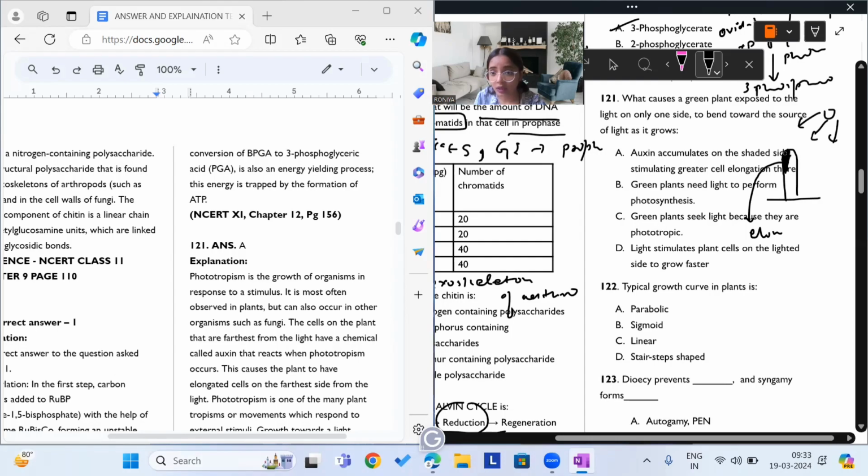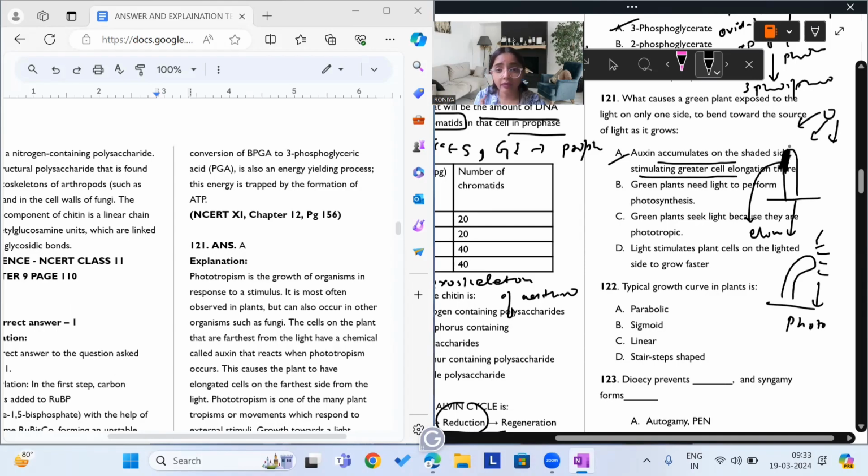Okay, and this side, because auxins have accumulated, the cells on this side will elongate. Elongation of the cells will lead to bending of the plant like this, and this is known as phototropism, because the plant, as you see, is bending towards the sunlight. So this process of phototropism is due to auxins. See, auxin accumulates on the shaded side, stimulating greater cell elongation.